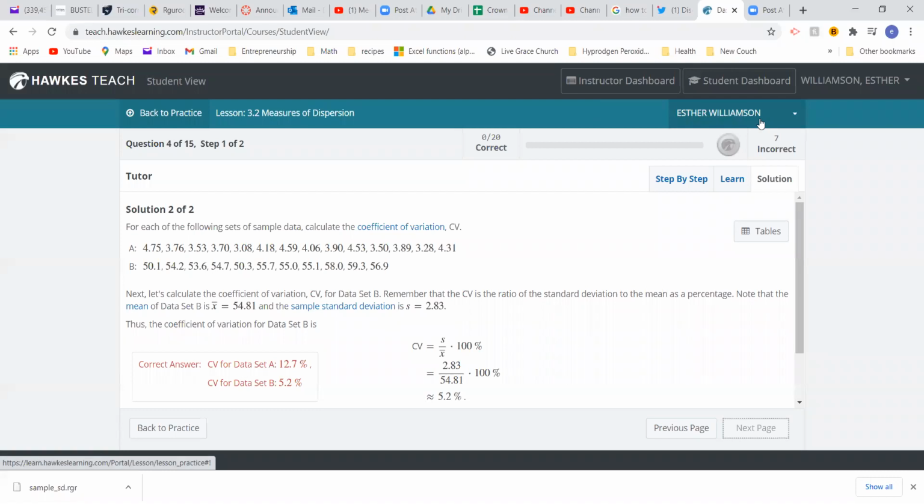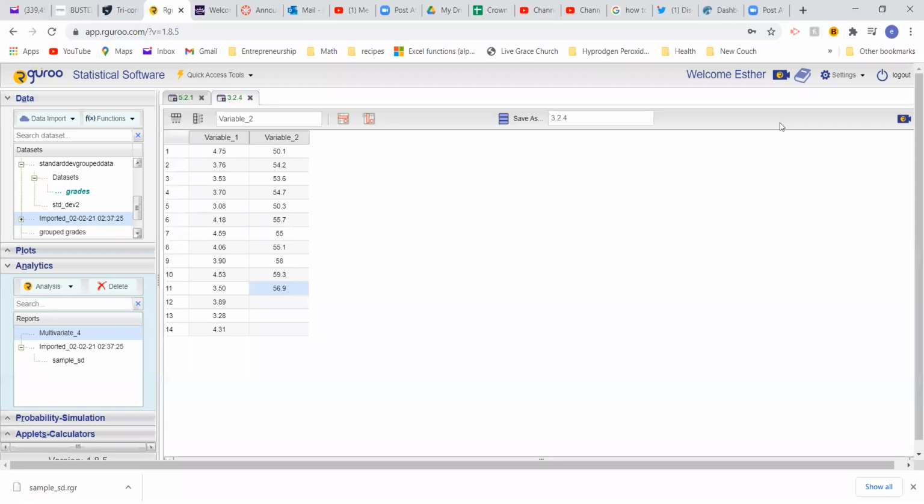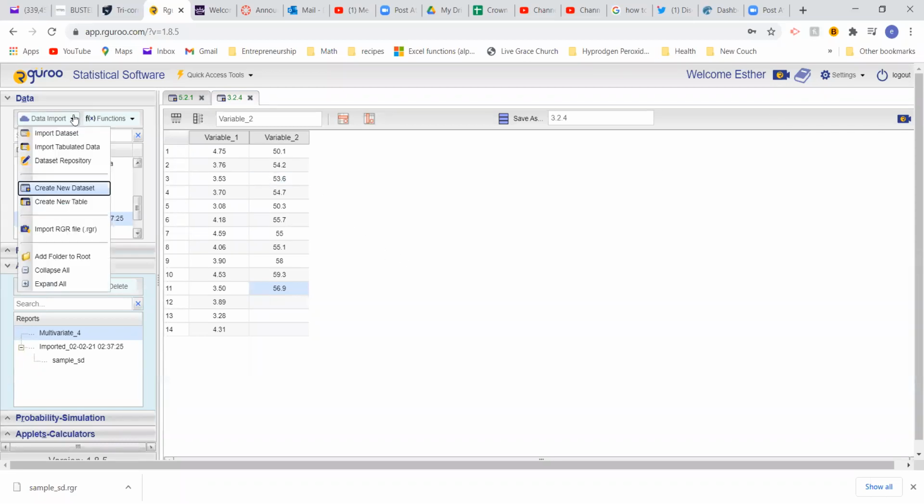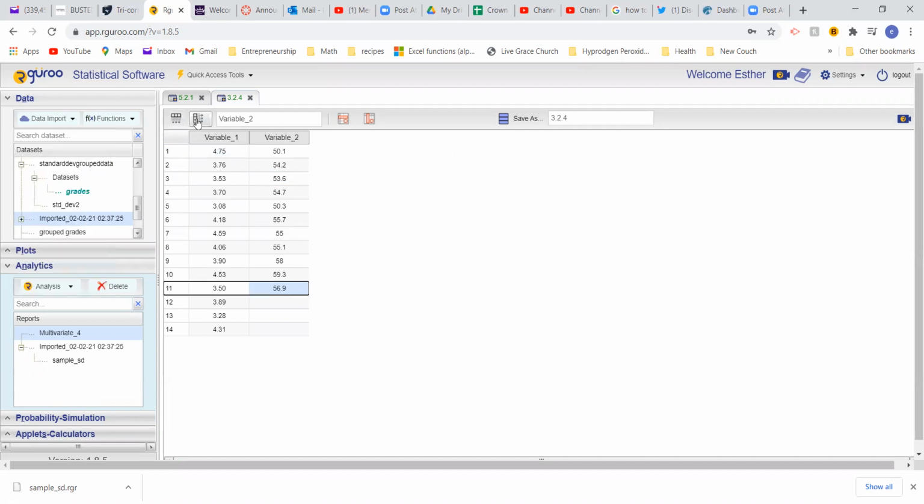Okay, so for this question, it was asking for the coefficient of variation for two data sets, data set A and data set B. Data set A had 14 data values, and then data set B had 11. And so I went into RGuru and created a table, and I'll switch over to that. Okay, so again, you go to data import, create new data set, and that's what I did here. And then I just used these two buttons to create 2 columns and then 14 rows.